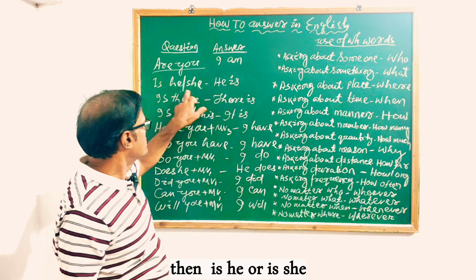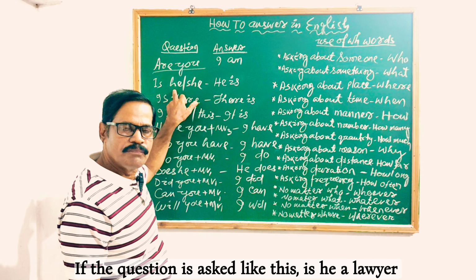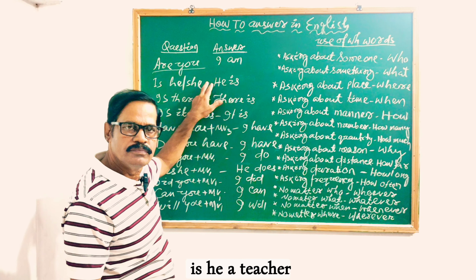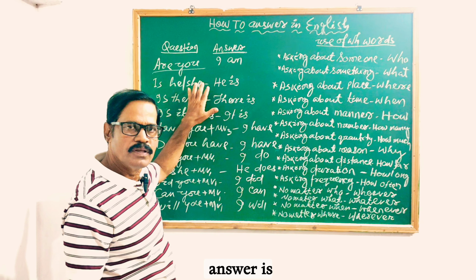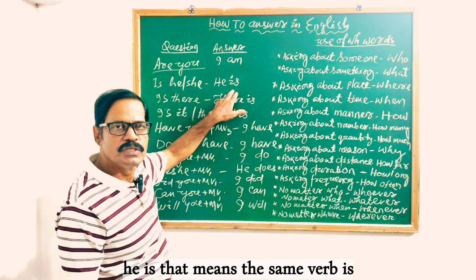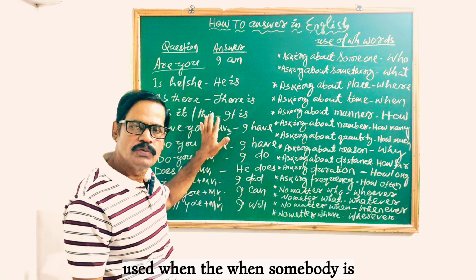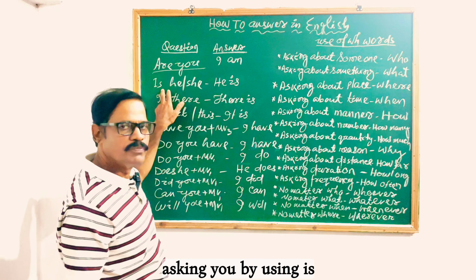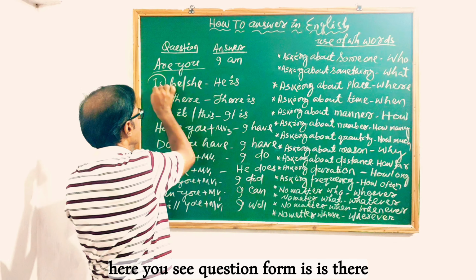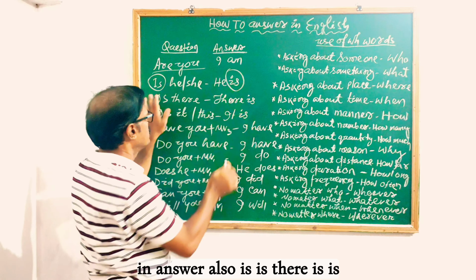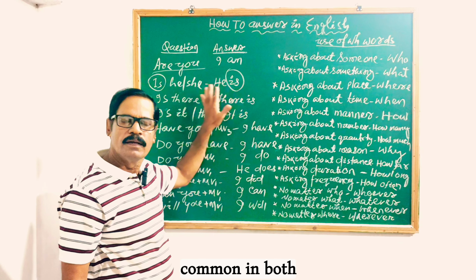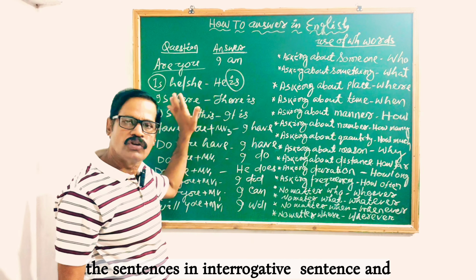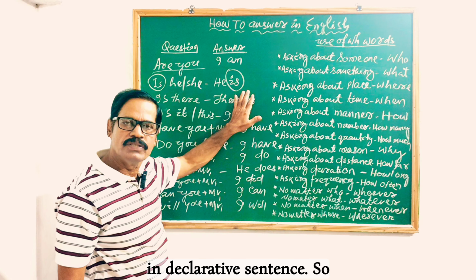Then is he or is she? If the question is asked like this, is he a lawyer? Is he a teacher? The answer is he is. That means the same verb is used. When somebody is asking you using is, in the question form is is there, in the answer also is is there. Is is common in both the sentences, in the interrogative sentence and in the declarative sentence.